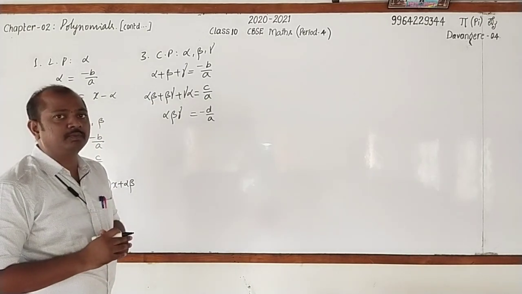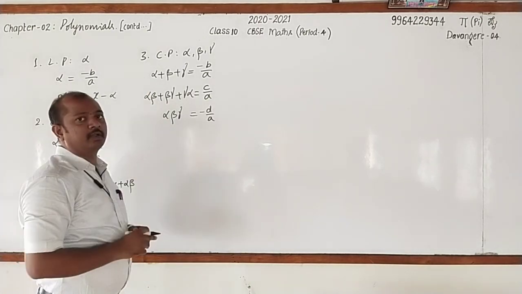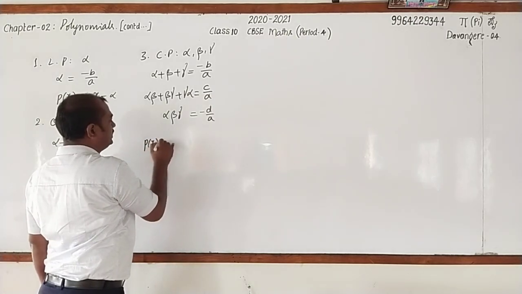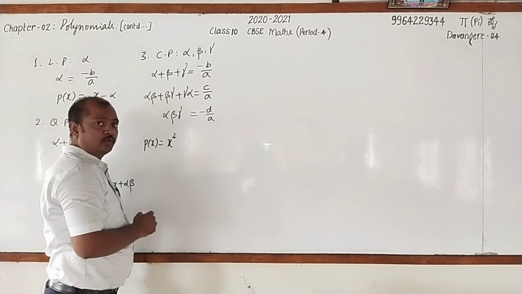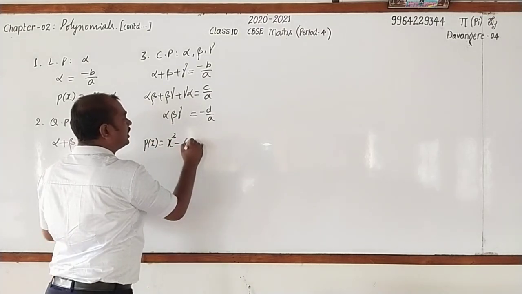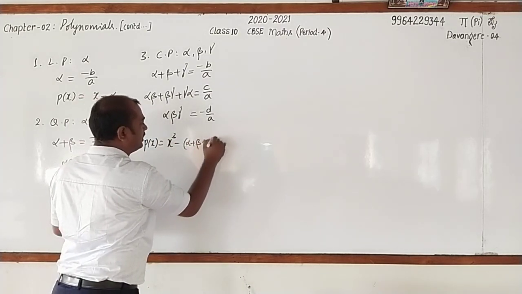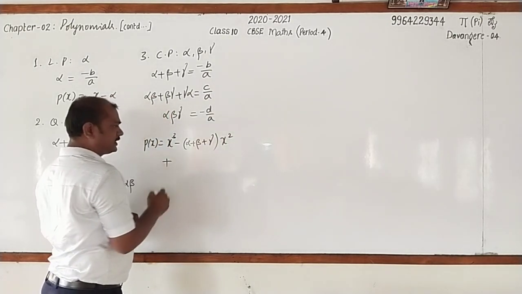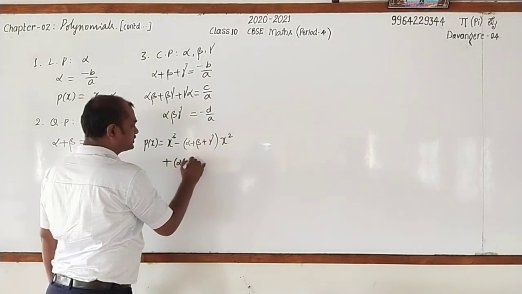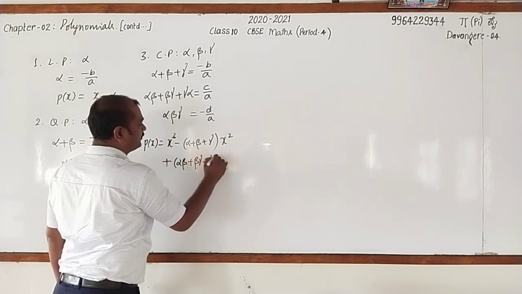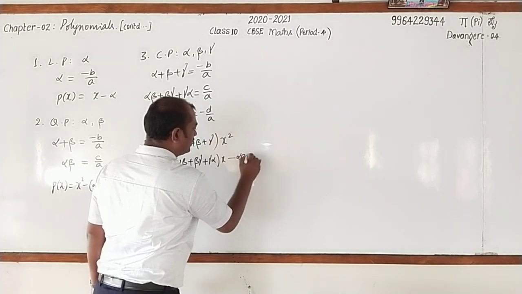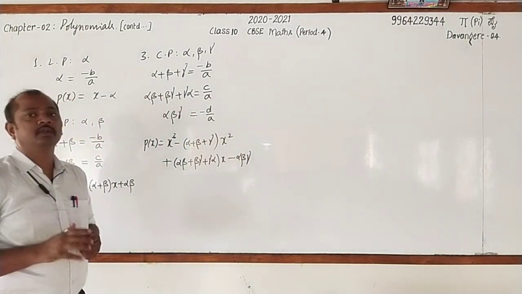And even we have come to know the general form of cubic polynomial when its zeros are known. That is p of x is equal to x cube minus of alpha plus beta plus gamma into x square plus alpha beta plus beta gamma plus gamma alpha into x minus alpha beta gamma, right?